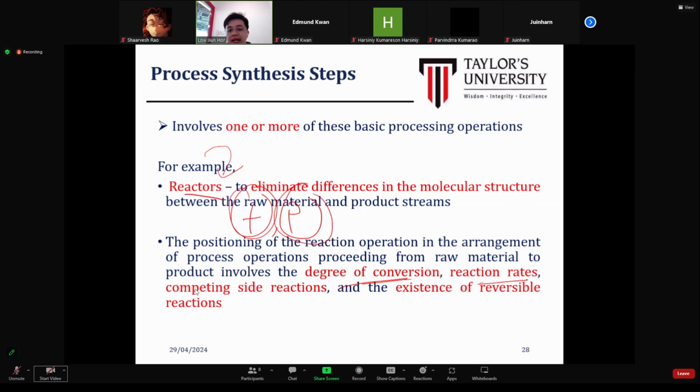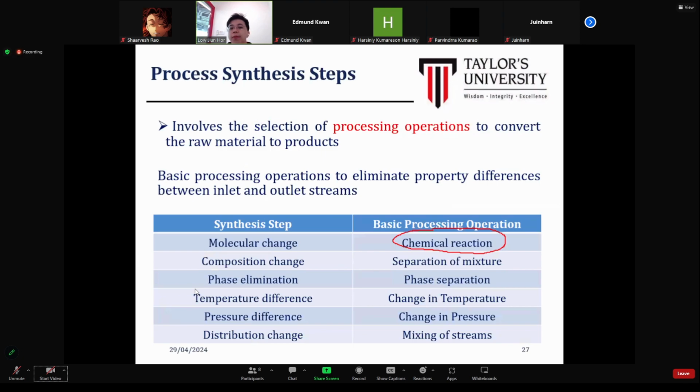Is any byproduct produced? And also, is it an irreversible chemical reaction or a reversible reaction? If it's a reversible reaction, what is the equilibrium conversion? So you need to identify all the relevant information related to the chemical reaction in step number 3 here.